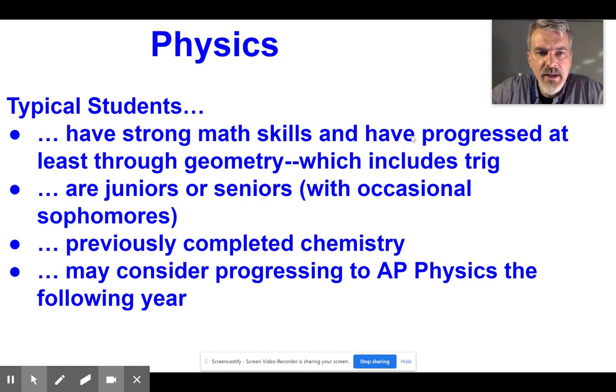Typical students in physics have strong math skills and have at least gone through geometry, which is where they first start to learn trigonometry. Most students are juniors or seniors, although we have the occasional sophomore. Typically, they took chemistry last year, although that is not per se a requirement. And if they do well in the course and like the course, they might consider taking AP Physics next year.